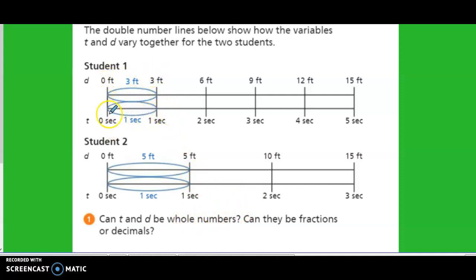They've used whole numbers. After 1 second, student 1 walks 3 feet. After 2 seconds, student 1 walks 6 feet, etc. Student 2 covers 5 feet of distance after 1 second, 10 feet after 2 seconds, and 15 after 3. Now they've only used whole numbers in the number line, but can time be whole numbers? Yes, but I'd like you to think about this one. Could this number line also be numbered using fractions or decimals between the whole numbers?